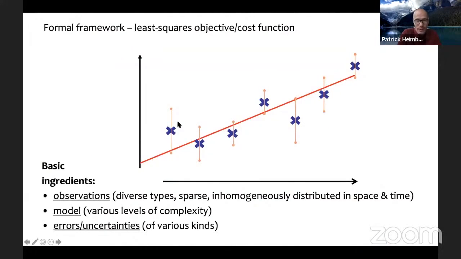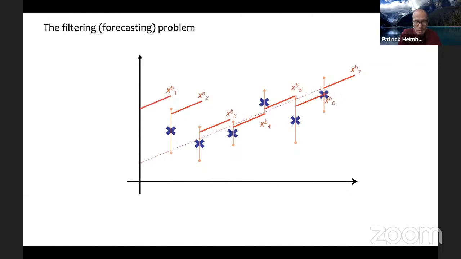And a simple figure, let's say the model was just a linear function, so we have the straight line here. In blue, we have observations that come in at certain points in time. We have error bars here in orange that have a certain size. And we're basically trying to look at this as a least squares problem.